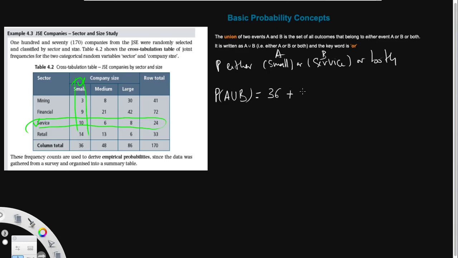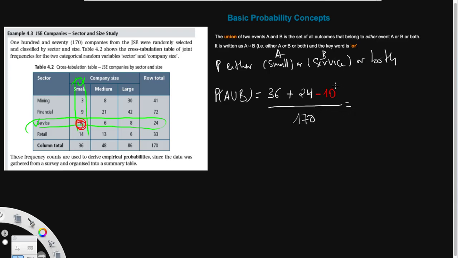We have 24. You add 24, and very important, you need to remember to subtract now their intersection, which is 10. Why are we subtracting 10? So that we don't double count. Then you do minus 10. Always remove the intersection, otherwise you are going to double count the value. And then you divide everything by 170.